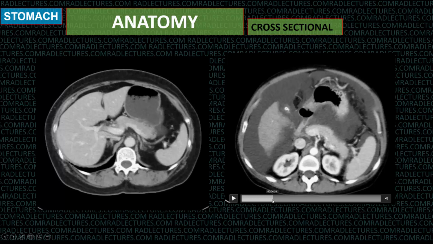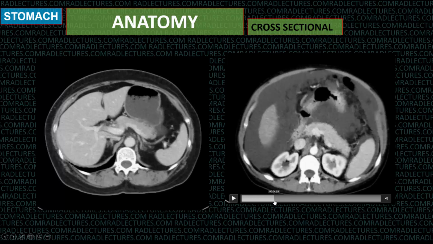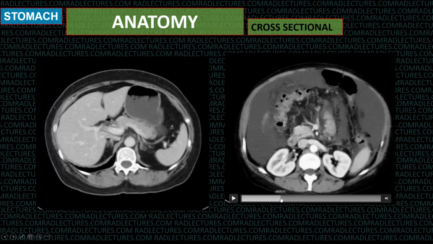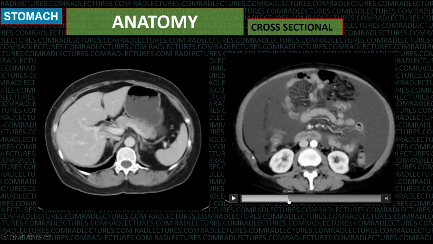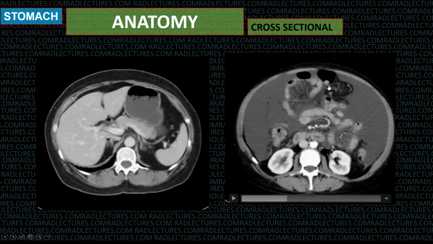Now, below the level of the stomach, there is this fat-containing structure, which is the gastrocolic ligament. The gastrocolic ligament then goes down into the transverse colon, and then from there downwards into the greater omentum. So these are the anatomic relationships of the stomach that we do need to know and to consider while we are looking at the CT.